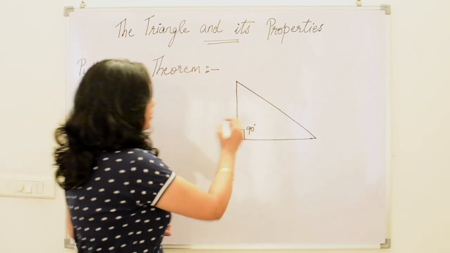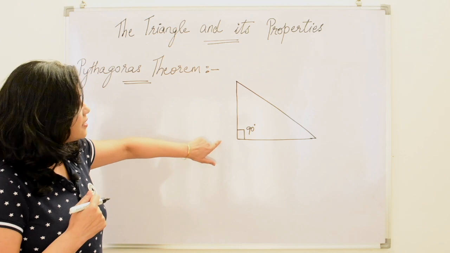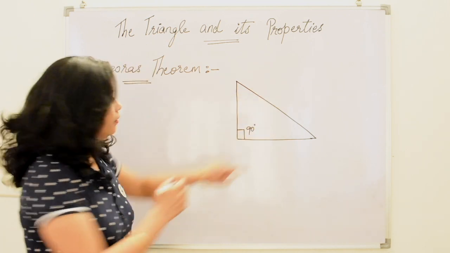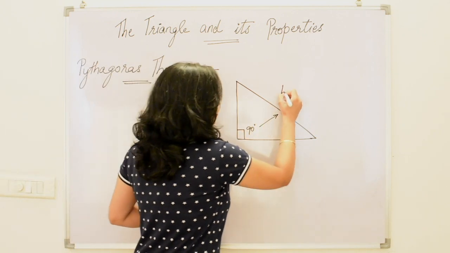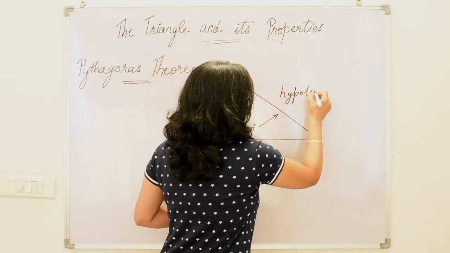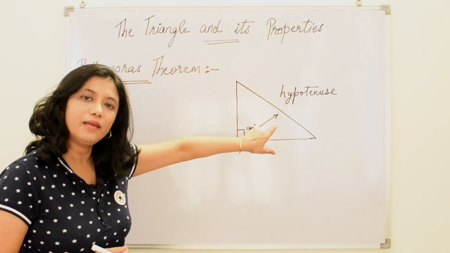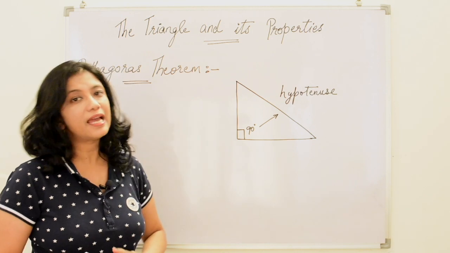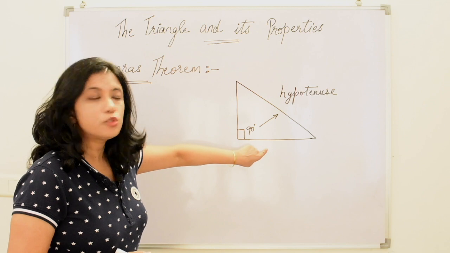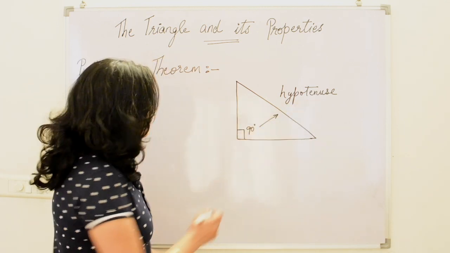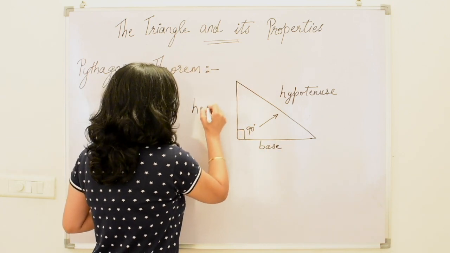Now see, in a right angle triangle one angle is always equal to 90 degree and the side that is opposite to this angle, opposite means this side, this is called the hypotenuse. This is always the longest side in a right triangle. These two sides will always be smaller than the hypotenuse. Now this is called the base and this is the height.